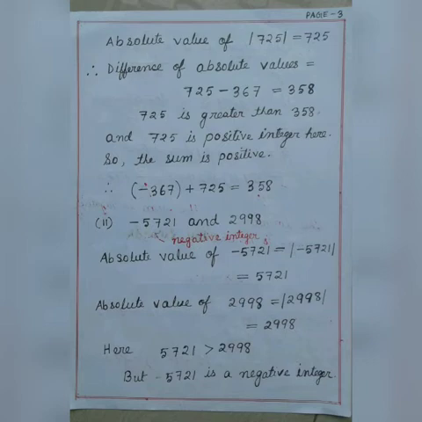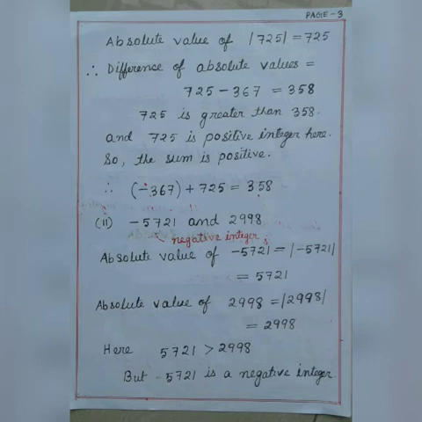725 minus 367 is 358. Here 725 is greater than 358, and 725 is a positive integer. The greater number is positive, so the sum is also positive. I am repeating again. Therefore, minus 367 plus 725 is equal to 358. Now let us check with question number 2.